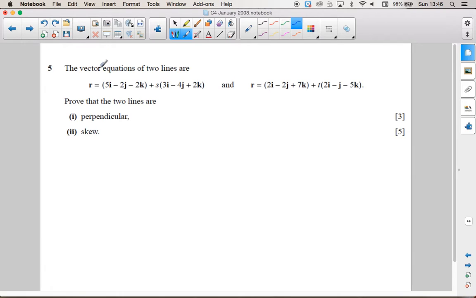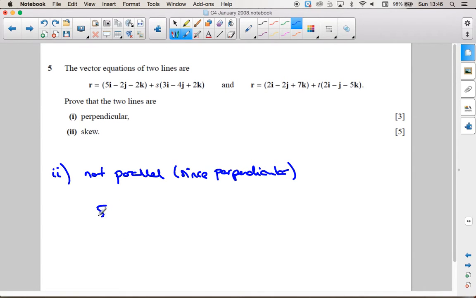Part 2 wants us to prove that they're skew. Now, two lines are skew if they aren't parallel but don't intersect. So from part 1 we've already shown that they're not parallel since they're perpendicular. So that bit's covered. So we just have to show that they don't intersect.